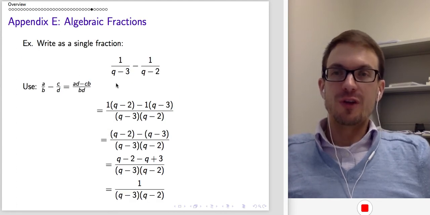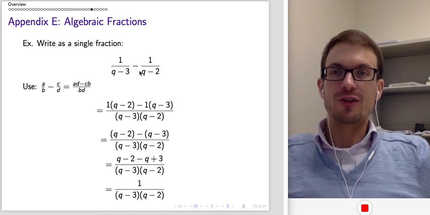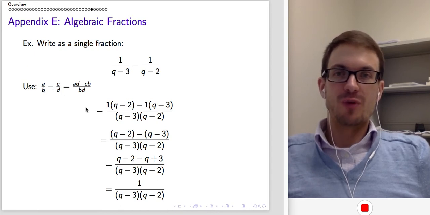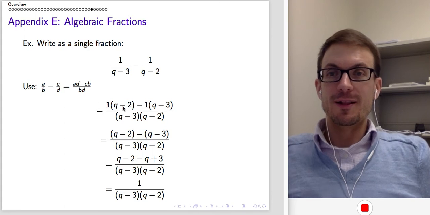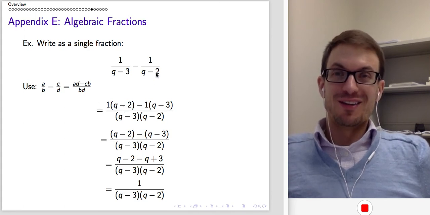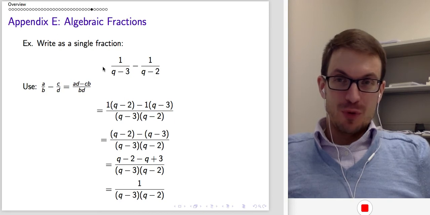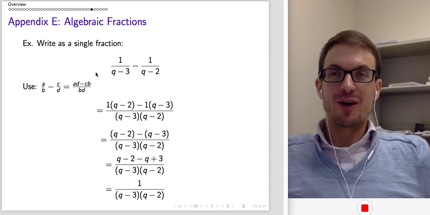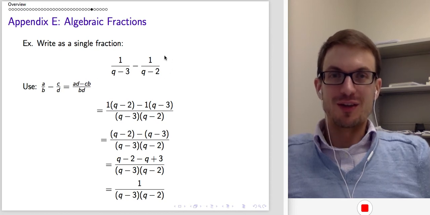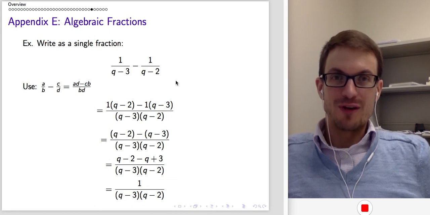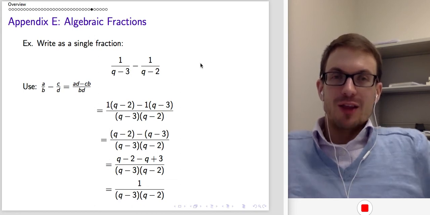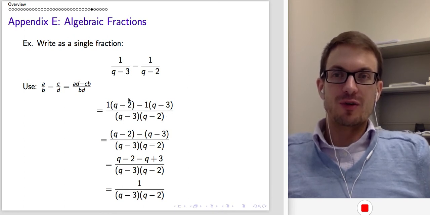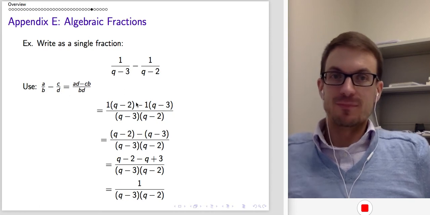Okay. Here's another one. Let's write as a single fraction 1 over q minus 3 minus 1 over q minus 2. Here we're going to use our subtraction formula, or just get a common denominator. You're going to multiply the left fraction by the quantity q minus 2 divided by the quantity q minus 2, and the right fraction by the quantity q minus 3 divided by the quantity q minus 3. Why? That's just 1 written cleverly. If we do that and then subtract, this is our result. Or if you look to the formula, here's where we end up.